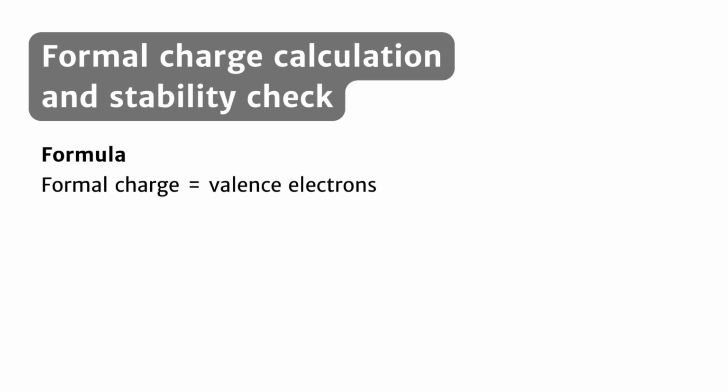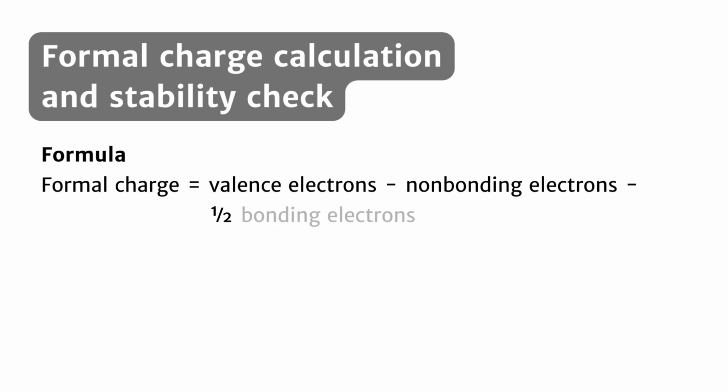This is the formula we can use to calculate formal charges for the CO Lewis structure. Formal charge equals valence electrons minus non-bonding electrons minus half times bonding electrons. Simply input the data and place the values in to obtain the formal charges for each specific atom.